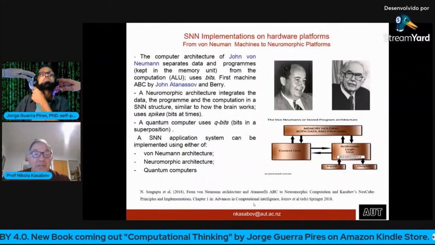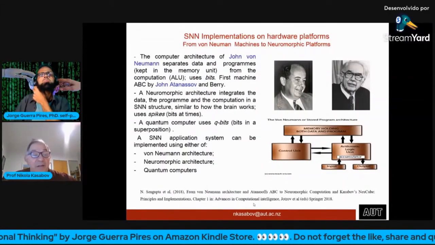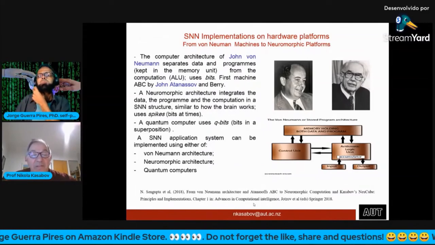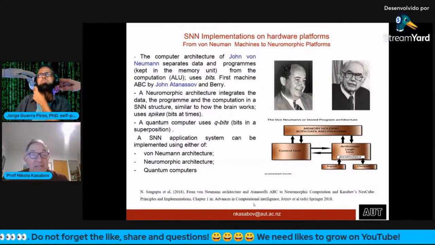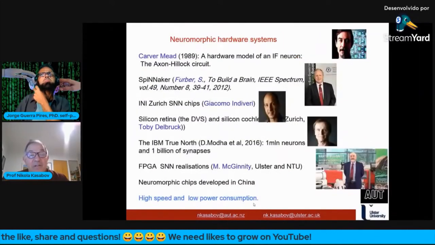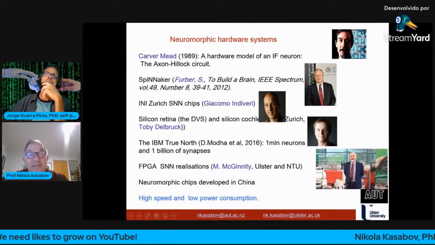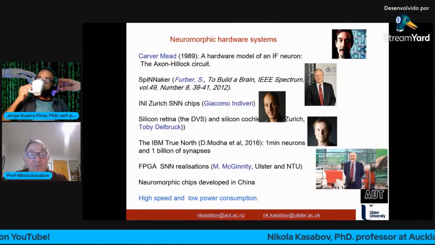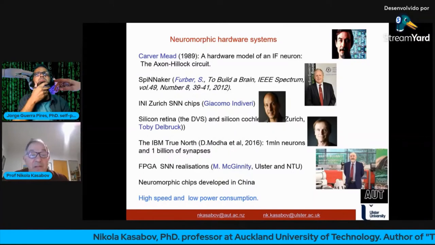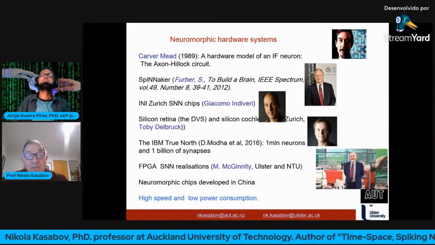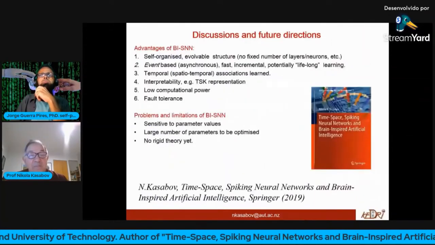And the neuromorphic implementations range from simple computers that we use to implement spiking neural networks and BrainSpark to neuromorphic platforms. Next slide, please. And neuromorphic platforms realize spiking neurons as millions and billions of them within chips and boards. And here we have SpiNNaker as an example by Furber, and we have Giacomo Indiveri and Tobi Delbruck and Martin McGinnity from Alston. Next slide, please.